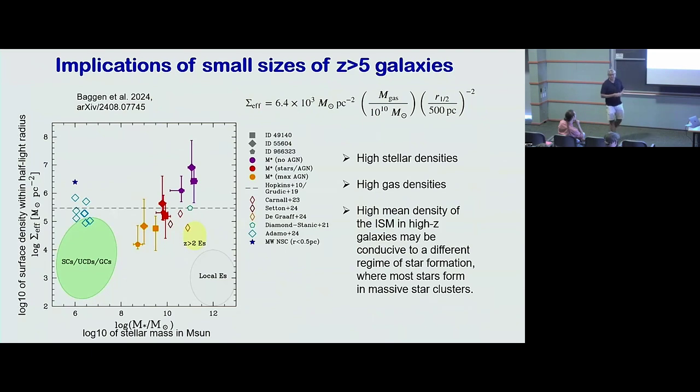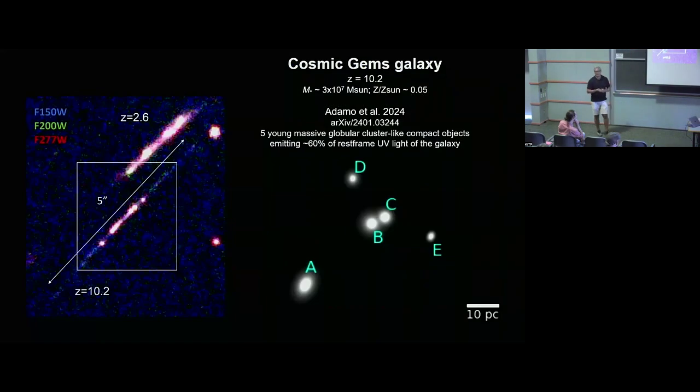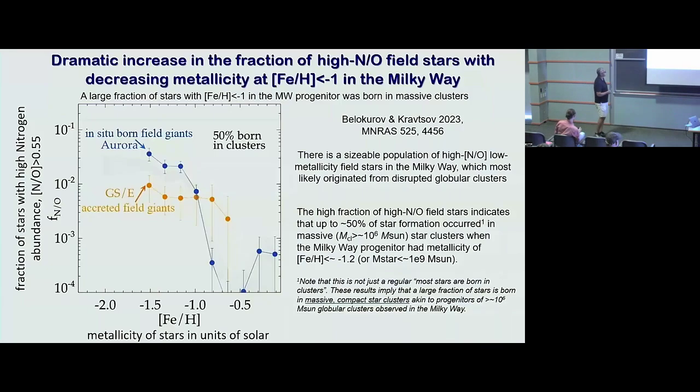And one of the things that may be implied by these high mean densities of interstellar medium due to small sizes is that such environments can be conducive to a different regime of star formation, in which most of the stars are forming in massive, dense, compact clusters. We see direct evidence of this in JWST imaging now, right? This is a galaxy at redshift 10.2. This is a background galaxy. Both of them are lensed. But this galaxy, which the authors named Cosmic Gems, is a nice galaxy with clearly distinct clumps at high resolution in one of the bands.